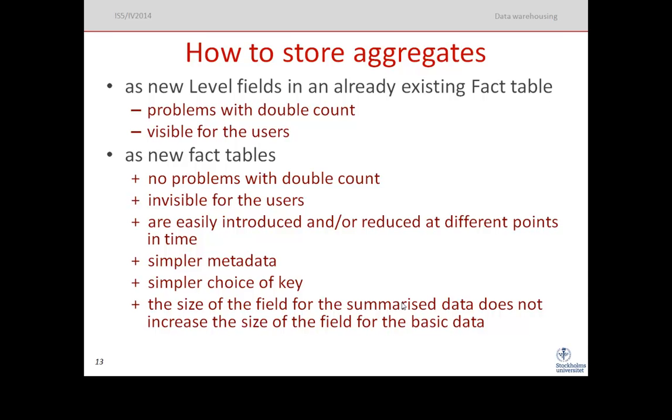Well, if we look at new fact tables, what are some benefits? We have no problems with double counting. It's invisible to the users, and aggregates are easily introduced or reduced at different points in time, because if we add new dimensions or new dimensional models, the old ones can still work. We just add more. We don't have to stop every analyst's work to update the data warehouse. We just insert more solutions. And we will have simpler metadata, because we don't have that much to care about, while with the complex new level fields we need metadata that helps us capture this. It's also a simpler choice of key, and the size of the field for the summarized data does not increase the size of the field for the basic data.